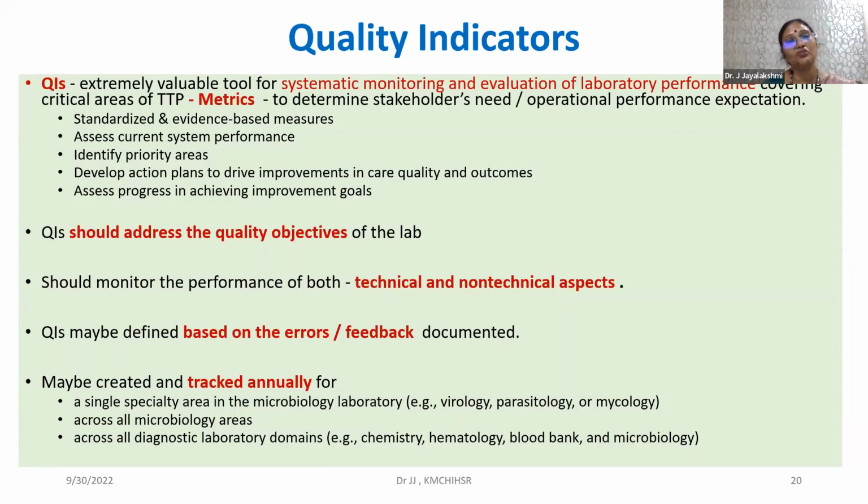Okay, a single specialty also could be done. You can see the same thing in virology, parasitology, and mycology, or you can have them all together as a single one. Delay or TAT. So your TATs could be specific to virology, parasitology, and mycology, or you could have microbiology TAT as a whole. And you can also look at it as a whole for the entire lab. So it depends on how your lab is functioning, whether as a multidisciplinary specialty laboratory or a smaller facility which does all tests together.